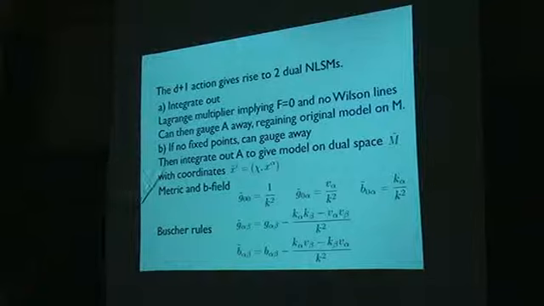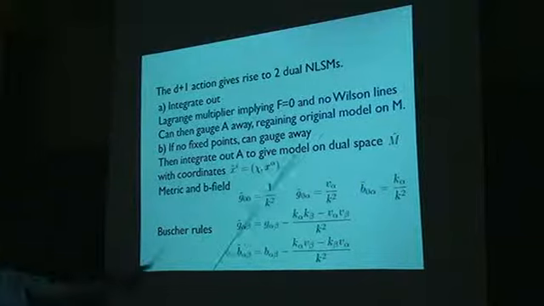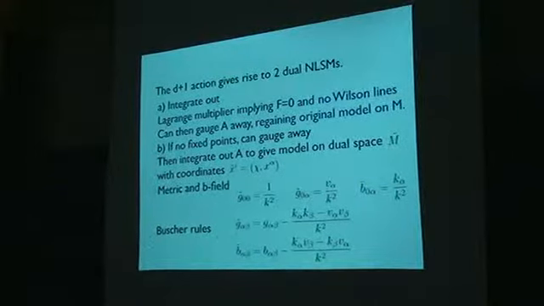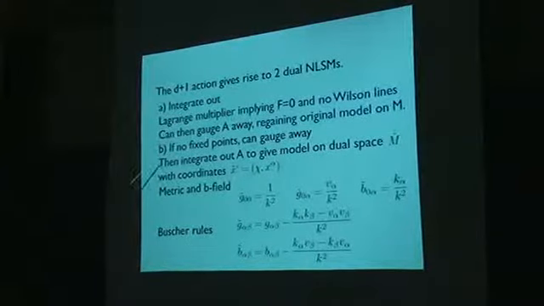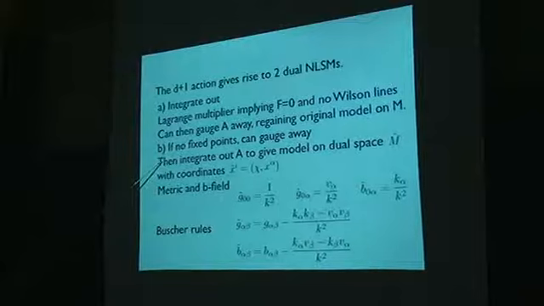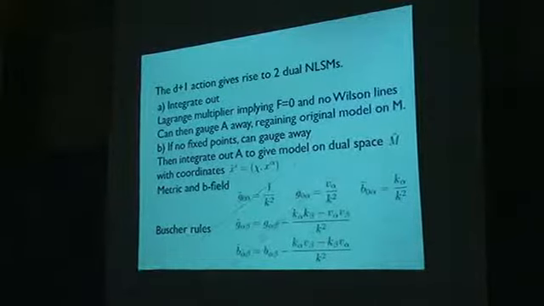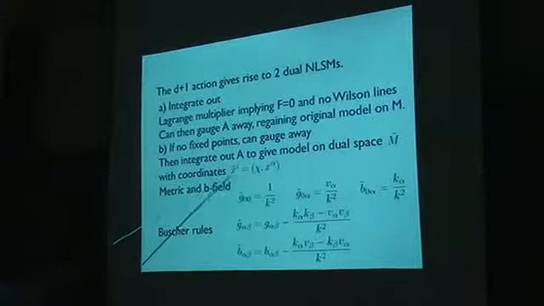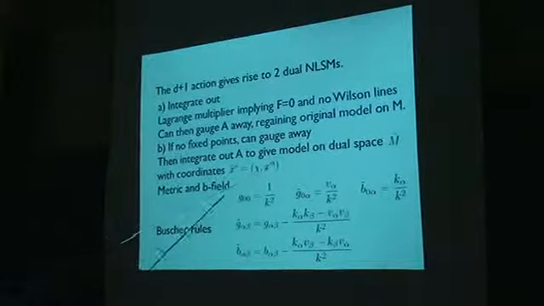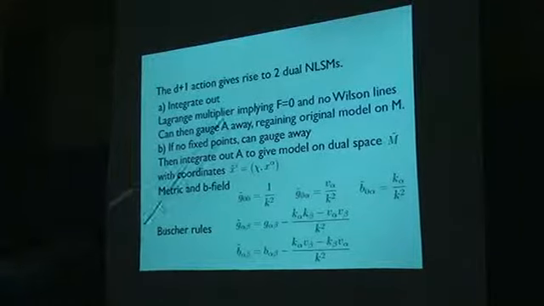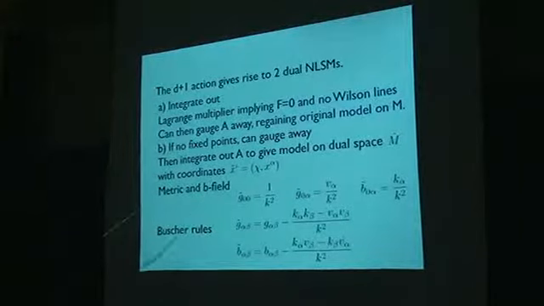On the other hand, if there are no fixed points for the isometry, then we can gauge away theta. Sorry, there should be a theta here. Then we can integrate out A, which appears algebraically, to give a model on the dual space. And so we're left with a manifold which has got these dual coordinates, chi and x. So we've got two different d-dimensional manifolds, one with coordinates theta and x alpha, and one with coordinates chi and x alpha. And these are the dual spaces.